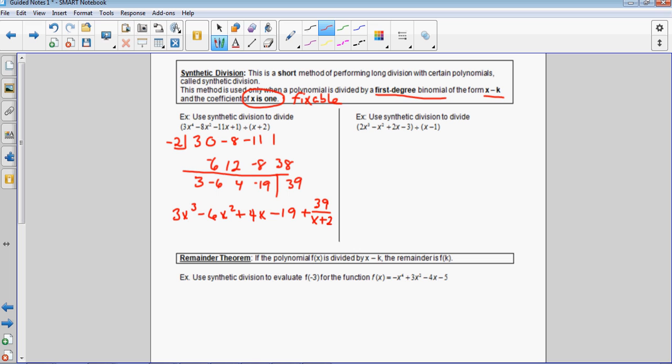So I want you to pause the video for a minute and try the next example on your own, and then check back and see how you did. Alright, so hopefully you already did this example. You put positive 1 in the box, and then you put your coefficients. Bring down the first, multiply, add, multiply, add, multiply, add, and this time your remainder is 0, which means that x minus 1 divided evenly into your polynomial. So your answer is 2x squared plus x plus 3.